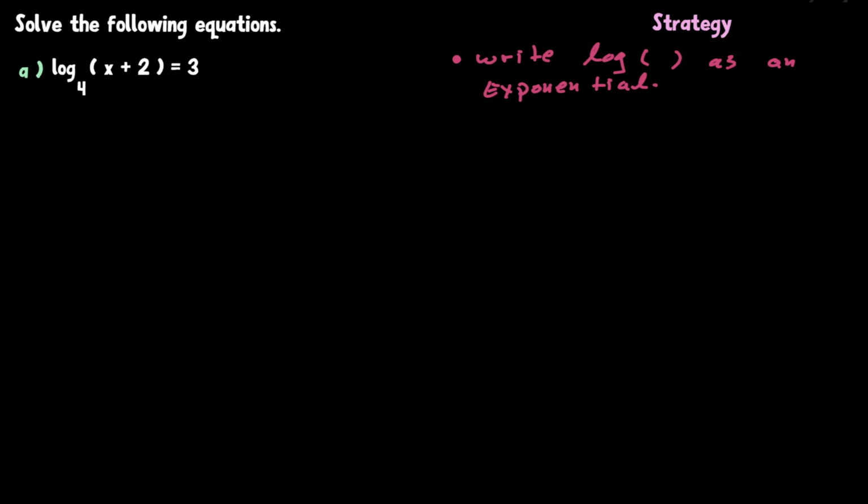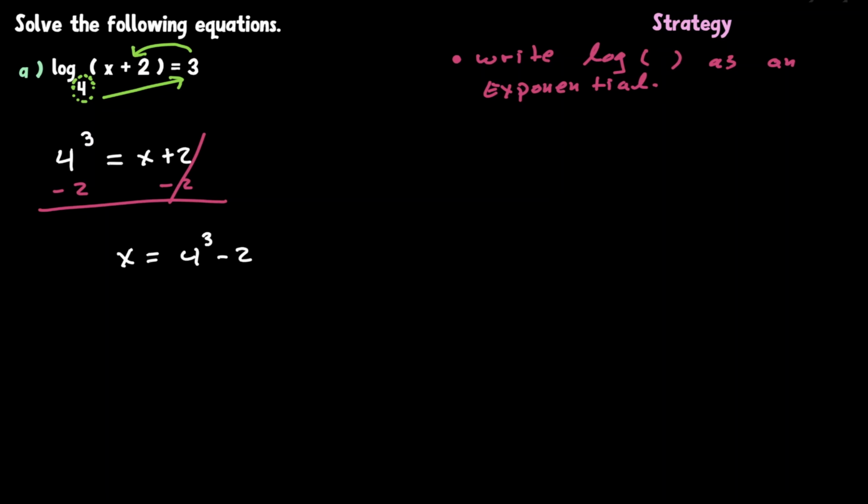So let's do that. Let's start by getting the base of the log, which is 4, and let's raise it to the value that we're equal to, which is 3. And now that exponent will always be equal to the inside of the log, which in this case is x plus 2. And now that we have written it as an exponential, it is easier to solve for x. The only thing that needs to be done is to subtract 2 to both sides.